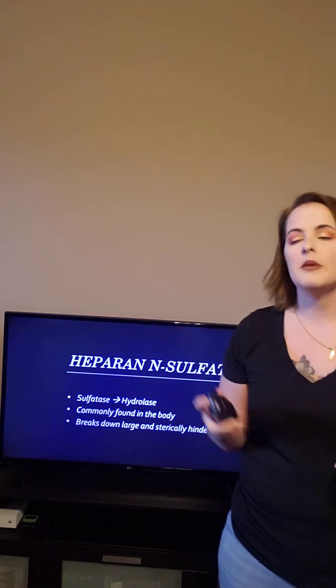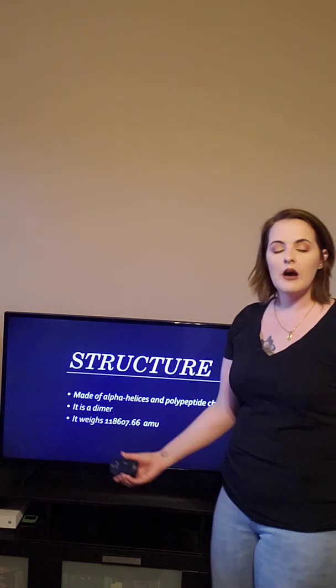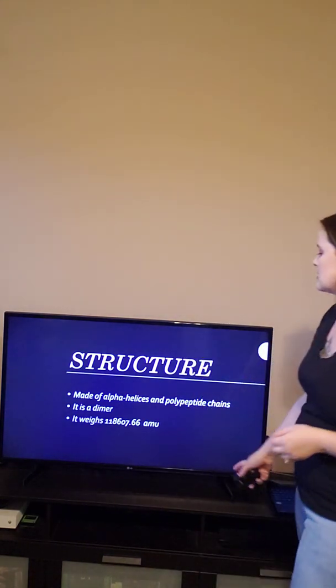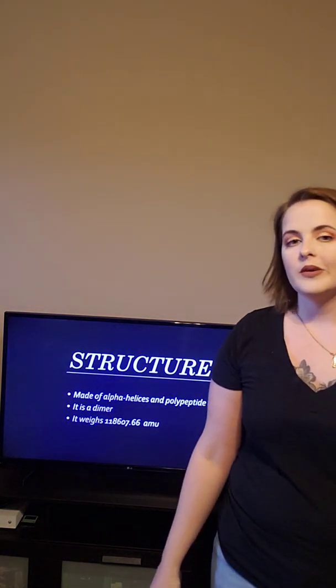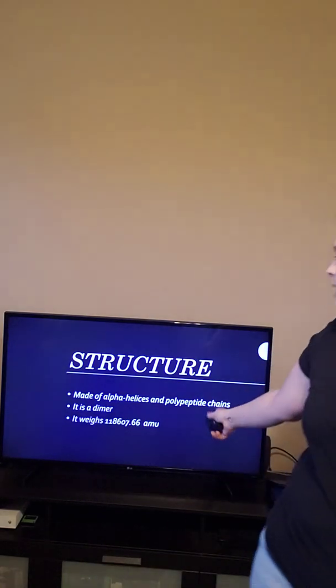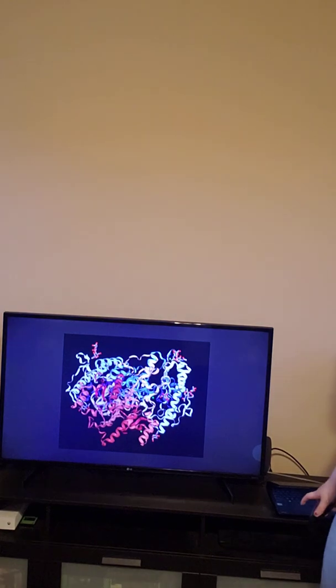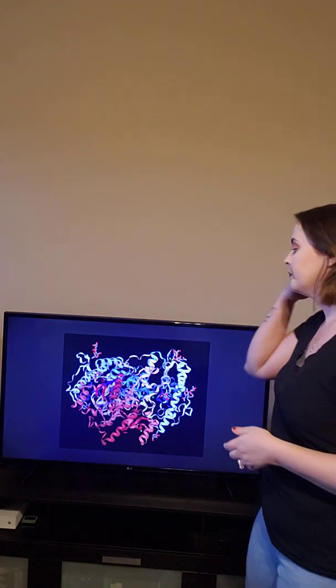They're closely compacted together. Now the structure: they are made primarily of alpha helices along with single polypeptide chains, and you can see that in a second. It weighs 118,607.66 AMU. Here you can see that it is a dimer. It is 28% helical, 17% beta sheets, and it has 1,020 amino acids in its sequence.